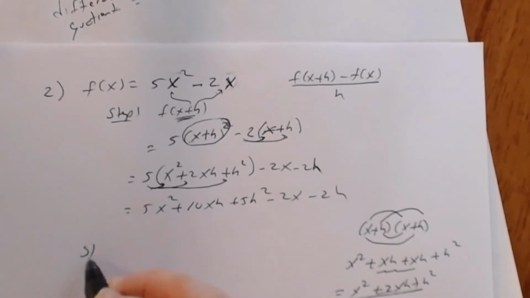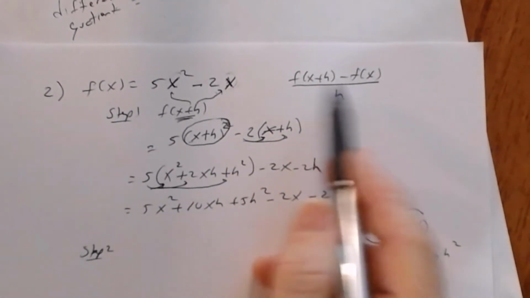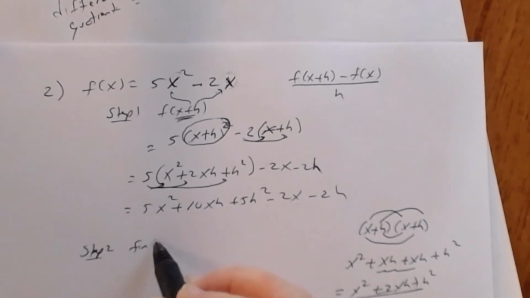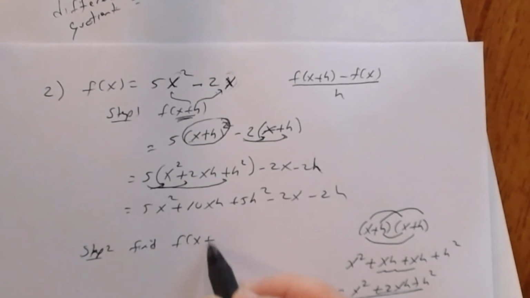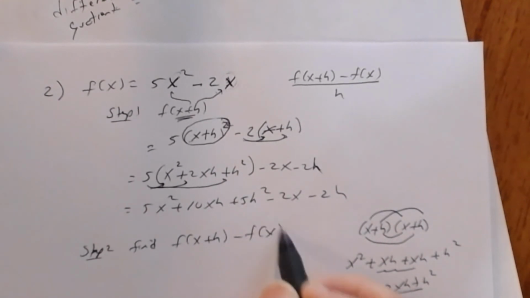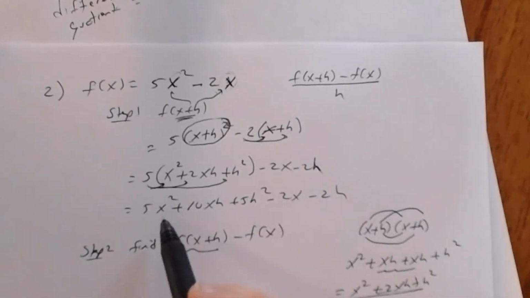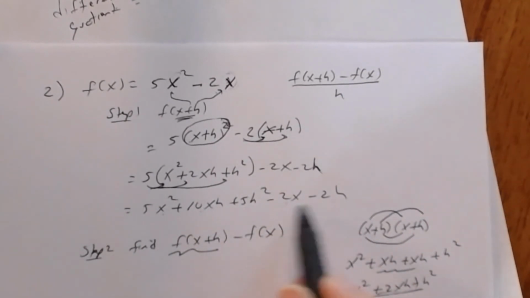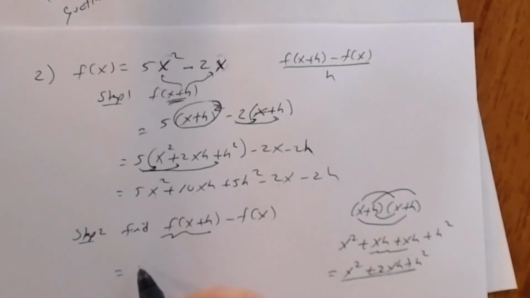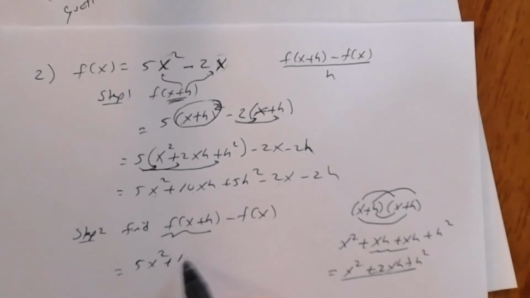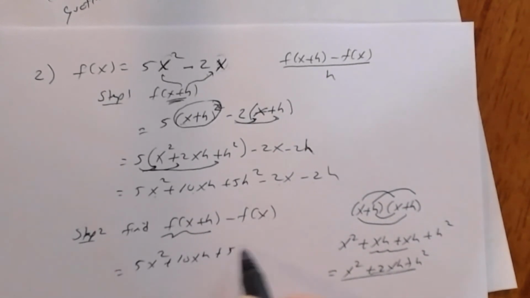Step 2, remember, is to find that numerator now. So you're going to find f of x plus h minus f of x. All right, well, this part always comes from step 1. That's this. That's all these terms. 1, 2, 3, 4, 5. So I'm going to say 5x squared. I'm just rewriting this. That's this. Plus 10xh plus 5h squared minus 2h. I'm sorry, minus 2x minus 2h.